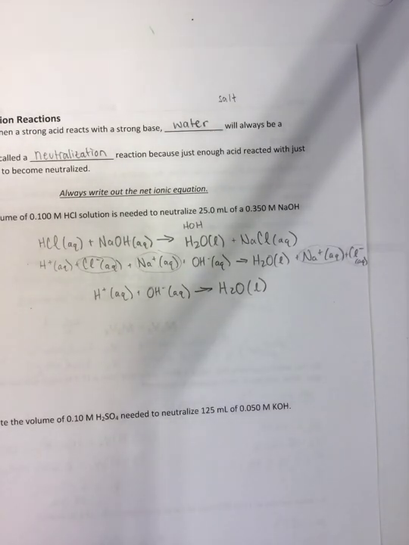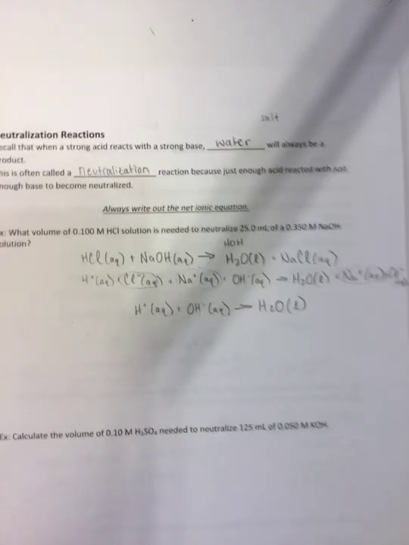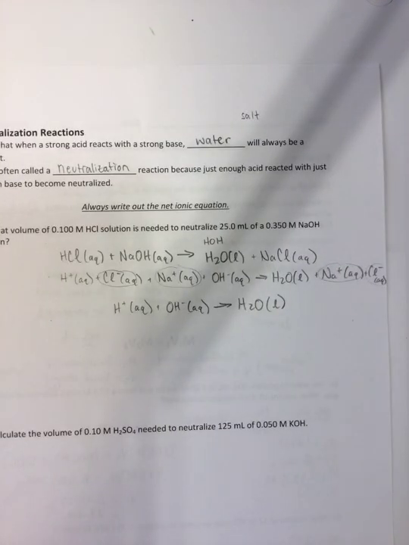Now, that should seem very, very familiar to you because back in Unit 4 when we did acids and bases, we learned that the net ionic equation for every strong acid, strong base reaction was going to be this in some way. You're always going to have H pluses and OH minuses coming together to form water.